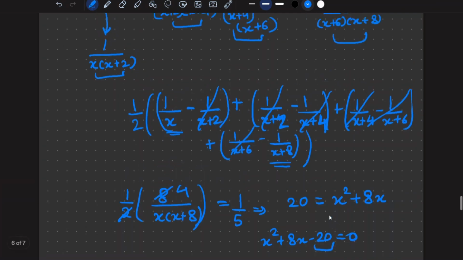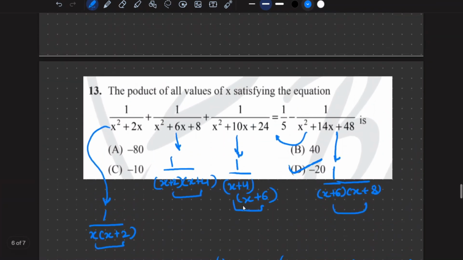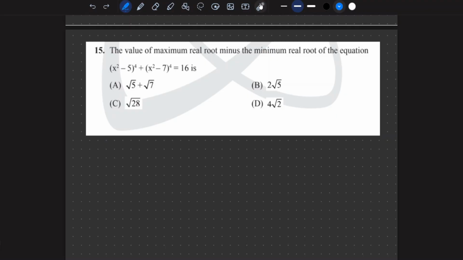Product of roots is minus 20, that's it. Answer would be D. So here we have our next question. First of all, let us read the question and then proceed on to the approach, okay.